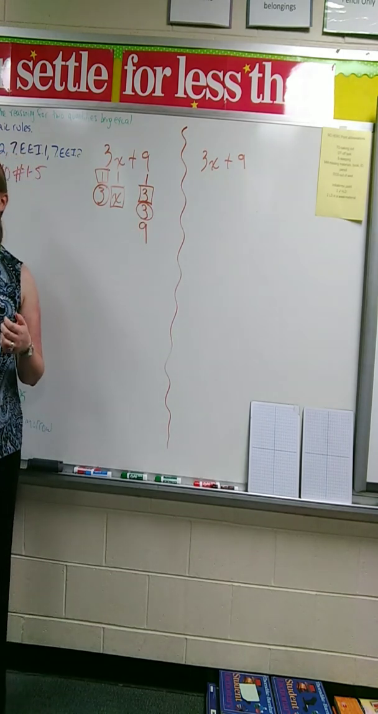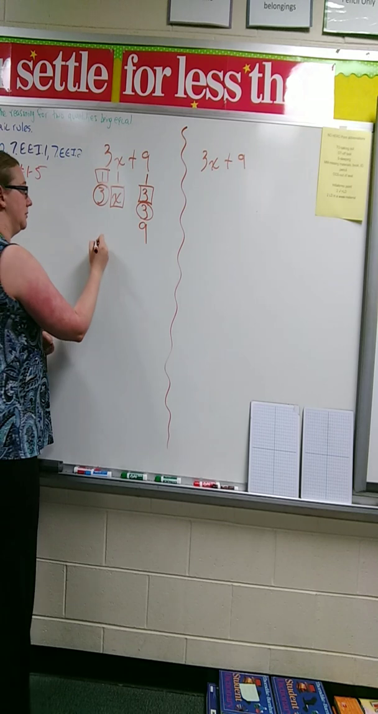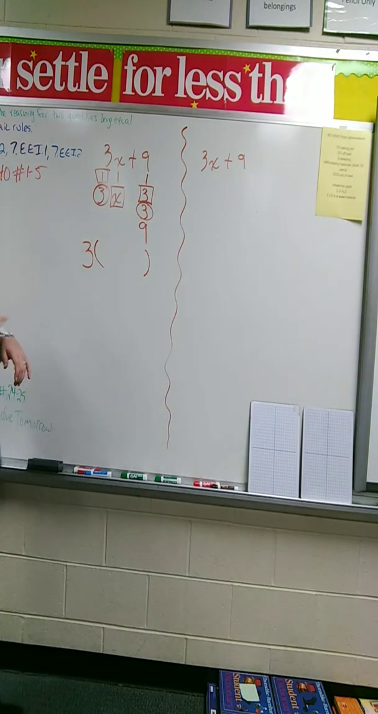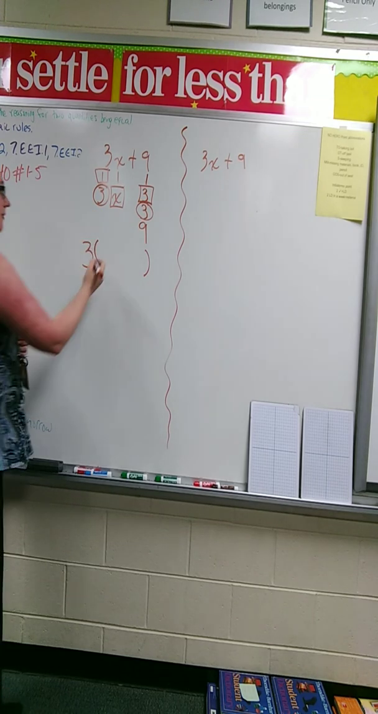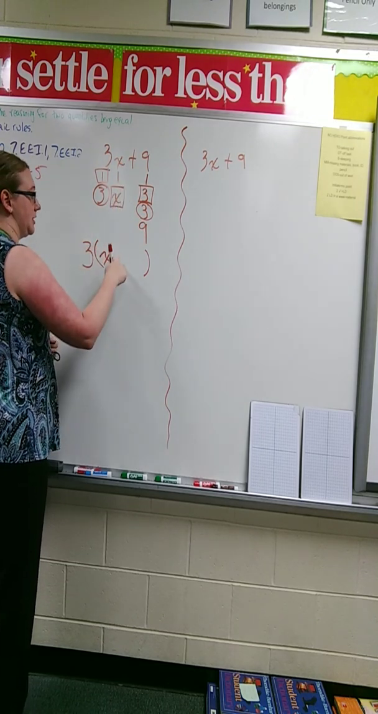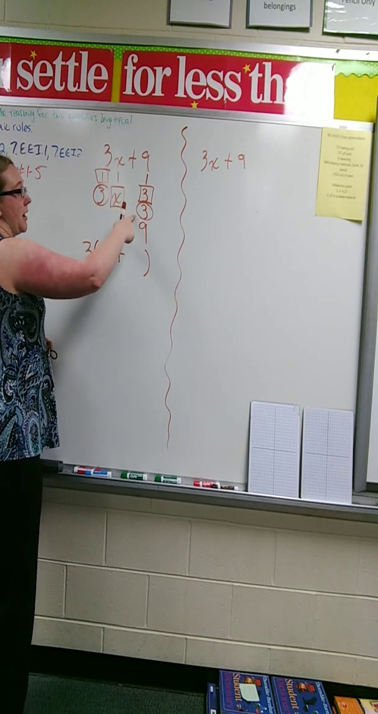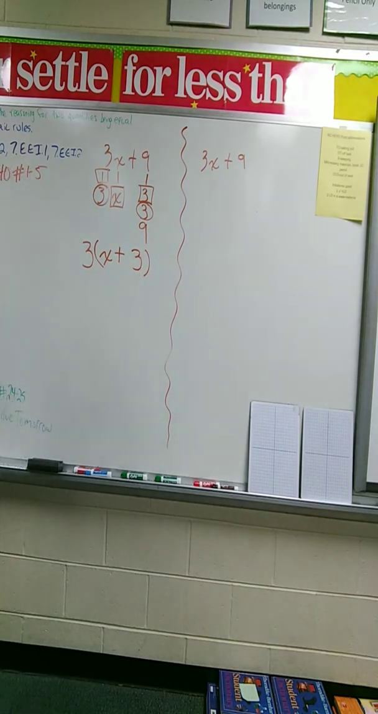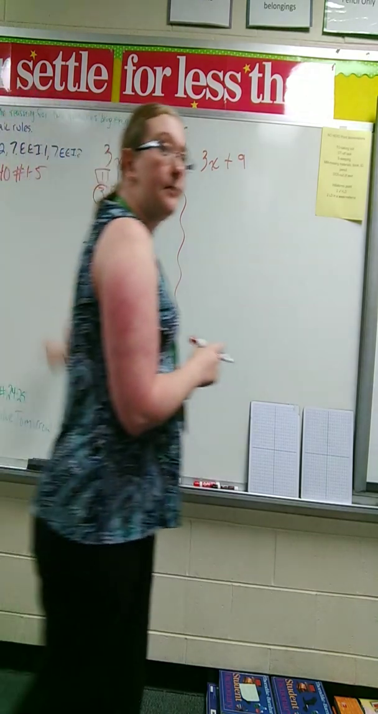Then my circle will go outside a set of parentheses. And then I look at my boxes. I have a 1 and an x. If the 1 is a coefficient for my variable, do I have to write the 1? No. So I can write the x. My operation is to add, so that comes down. What got partnered with the 3? 3. So the factored form of the expression, 3x plus 9, is 3 times the quantity x plus 3.